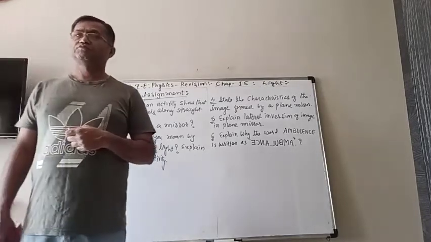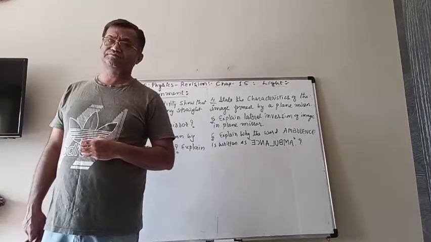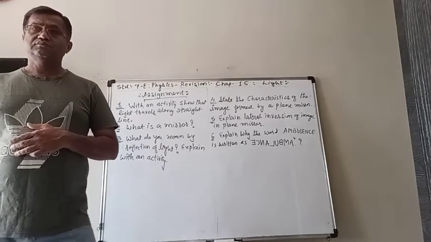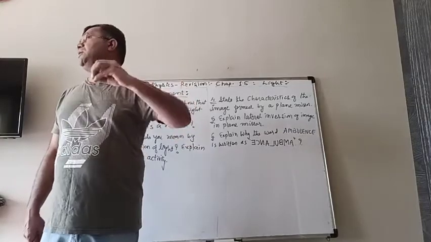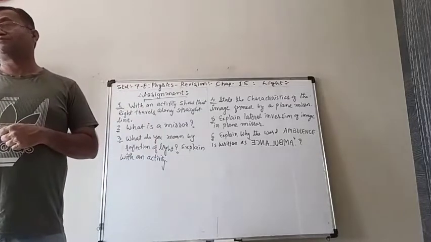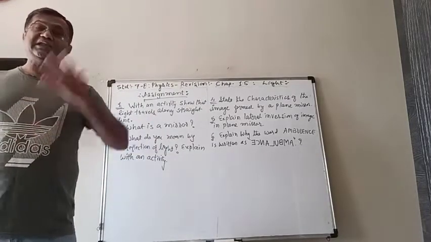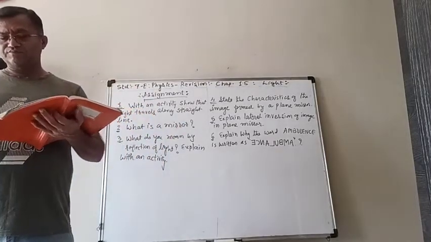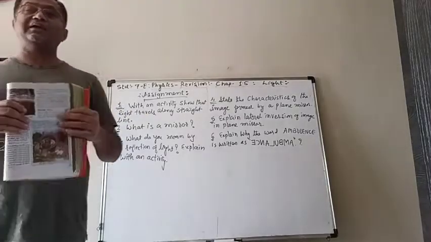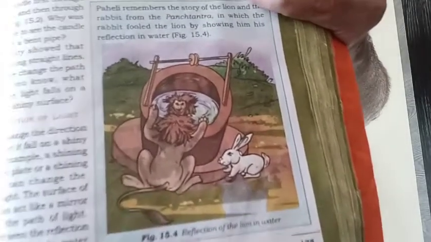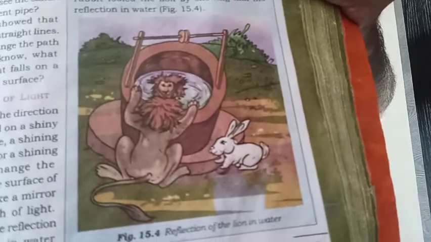Let me see. So he took the lion nearby a well. Then the rabbit told the king that the lion is hiding in this well. Then what happened? The lion peeped into the well. When he peeped in the well, as shown in the figure here, you can see that he can observe only his own image by the reflection of light.